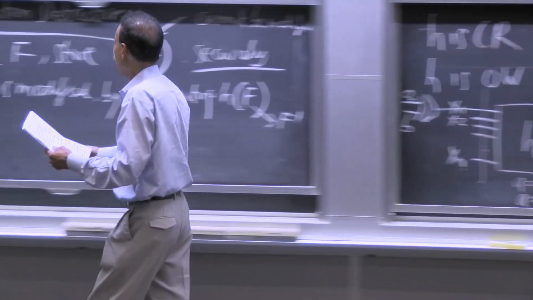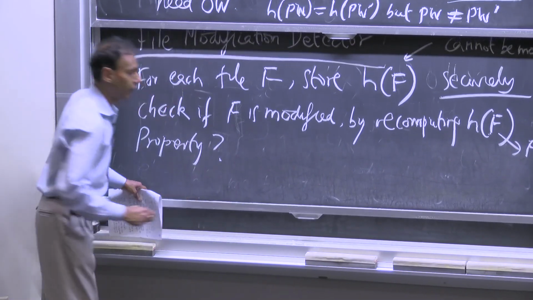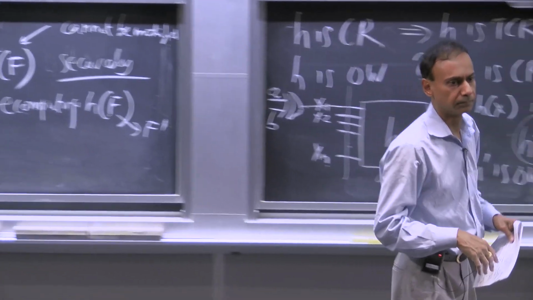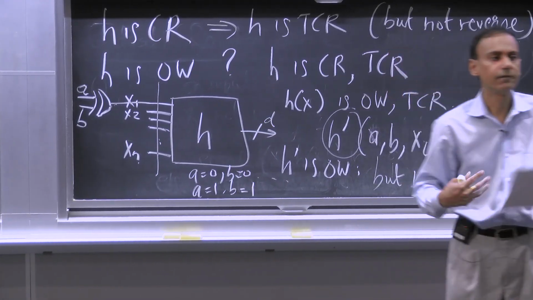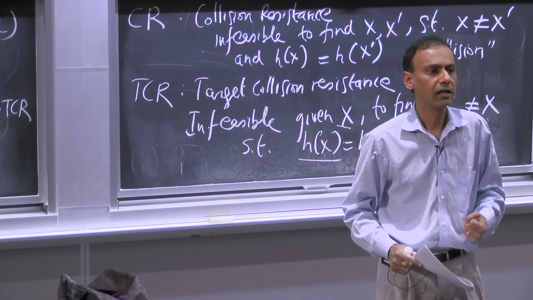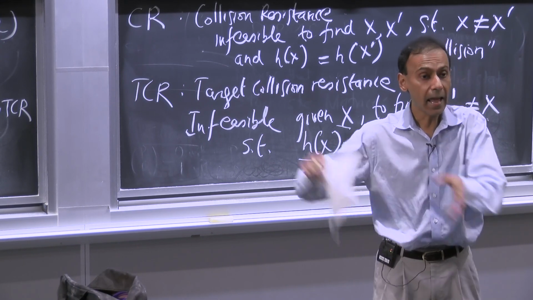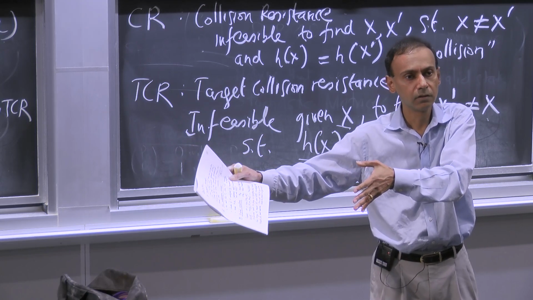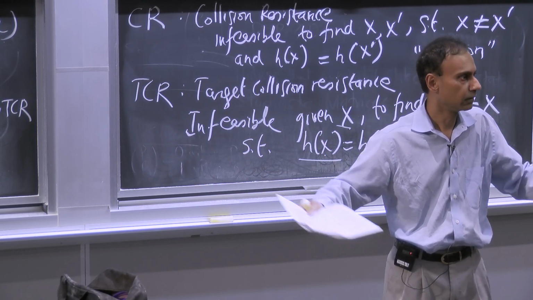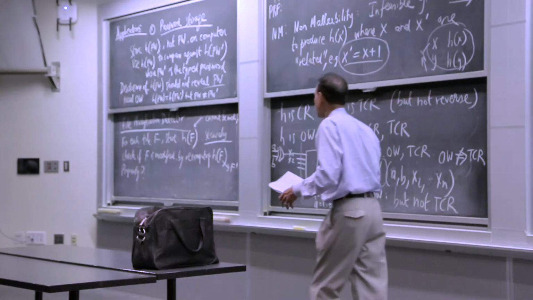And so what property do we need of hash functions in order to pull this off? What precisely do we need? What is the adversary trying to do? What is a successful break? A successful break is if an adversary can modify the file and keep h of f the same, right? That would be a successful break, right? Yep. Go ahead. TCR? Yeah, absolutely. You need TCR.